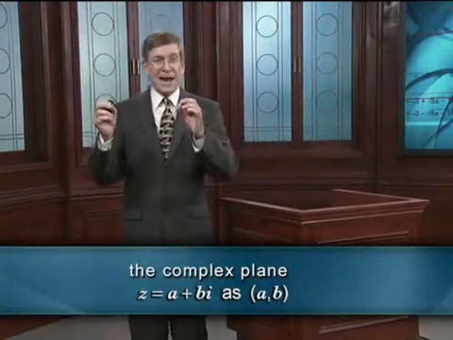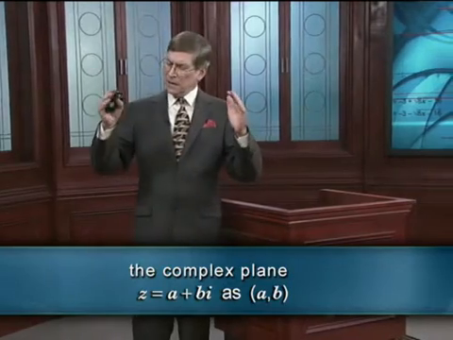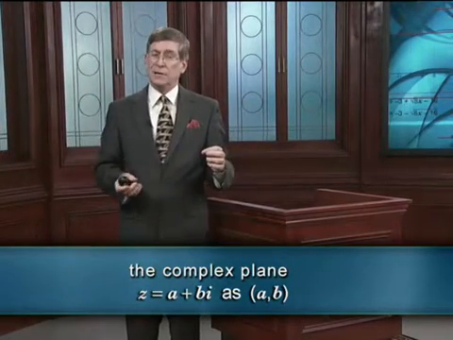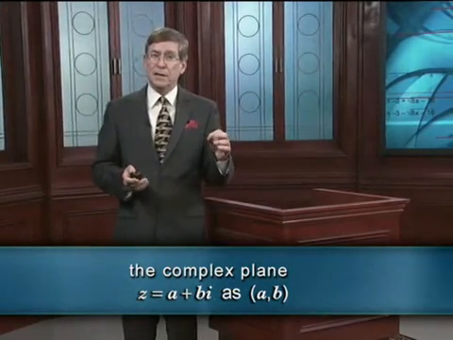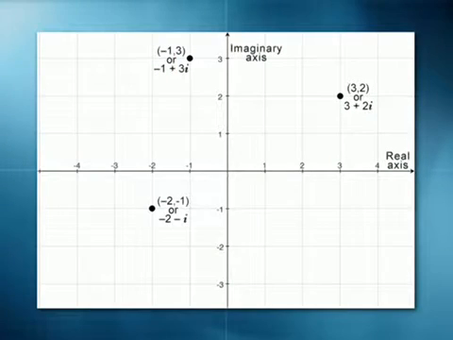So let's remind ourselves a bit about that complex plane we looked at a long time ago in this pre-calculus course. Remember that we could represent a complex number, a plus bi, graphically as an ordered pair in the plane, a comma b. The horizontal axis was often called the real axis, and the vertical axis the imaginary axis. Here are some complex numbers that we've plotted in the plane.